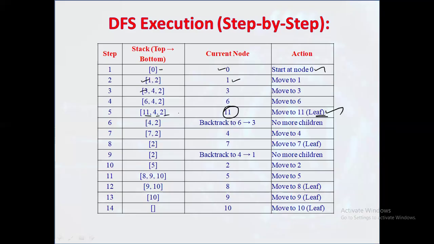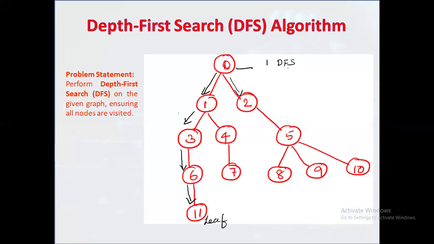And next, after moving to 11, that is a leaf node, here we have to backtrack. The backtracking should be done from 11 to 6. Backtrack to node 6, marked with the dotted lines, and then from 6 to 3. Since node 11 has no further children, the algorithm backtracks to node 6, then to node 3, and continues exploring other paths. And like this.